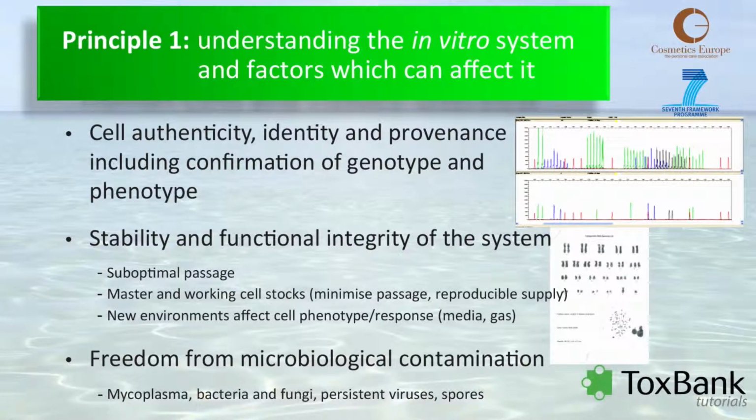Finally, also another key issue is to ensure, or try to ensure, freedom from microbiological contamination. In particular, mycoplasma contamination, which is very common in research cell lines. Also, environmental contamination with fungi. And there may also be issues with persistent viruses which can sustain themselves within a cell culture without necessarily showing a cytopathic effect. And these may also impact on the functionality of the cells. And of course, there may also be spores which have survived from other media or conditions, fungi or bacteria, which may then proliferate at a later stage.